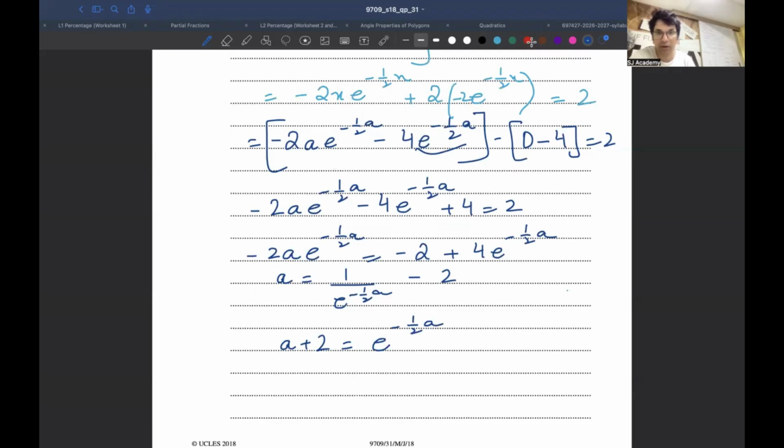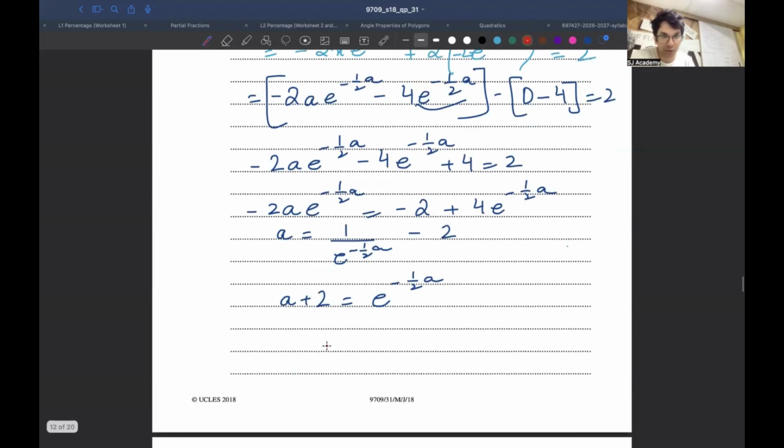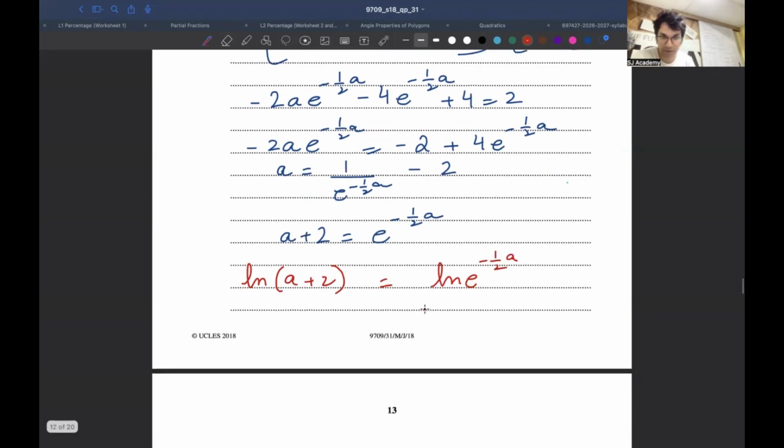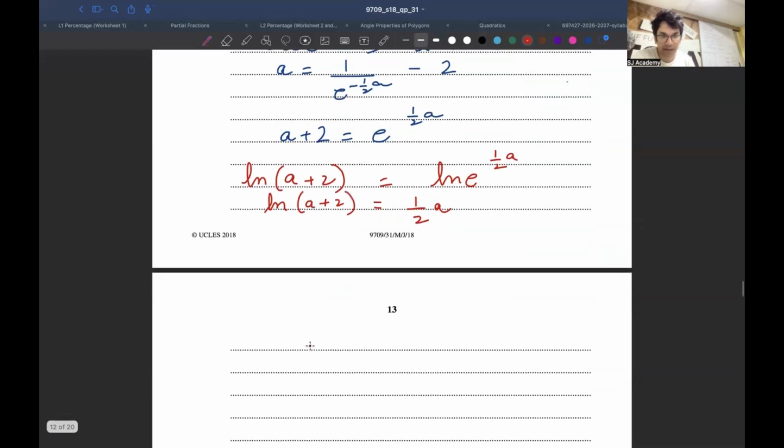Now we can bring in the natural log function. So introducing ln on both sides, we'll get ln of a plus 2 is equal to ln of e power minus half a. Minus half a will multiply over here, so that will become minus half a. And this will become a plus as we brought it in the numerator, so this should have been a plus over here. So this will become half a ln of e, which is equal to 1, is equal to ln of a plus 2. So the final answer will be a is equal to 2 ln of a plus 2.